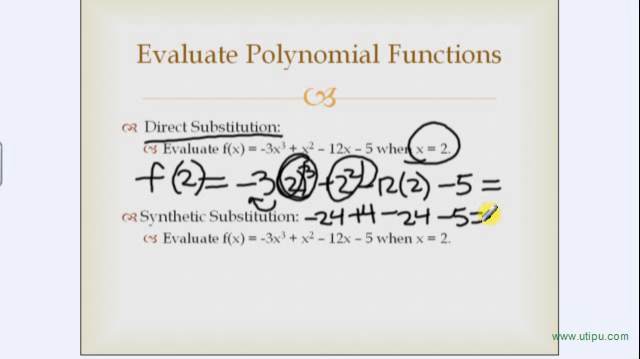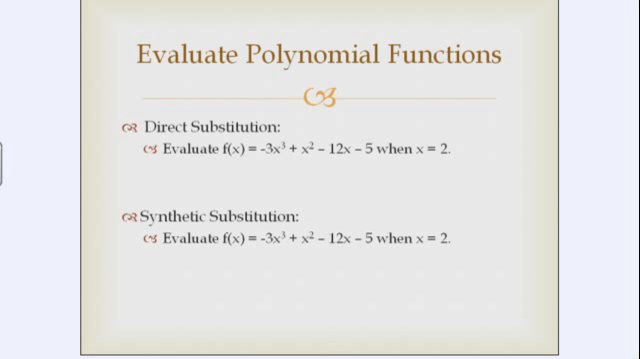Let's add those together. Negative 24 plus 4 would be negative 20. Plus another negative 24 would get me a negative 44. Combined with a negative 5 would be negative 49. That's direct substitution. We directly plugged in what x equaled, and we found the value of the function. So we can write this as the function evaluated at 2 has a value of negative 49. I can see both the input and the output in one statement.